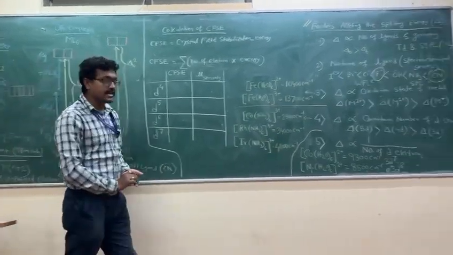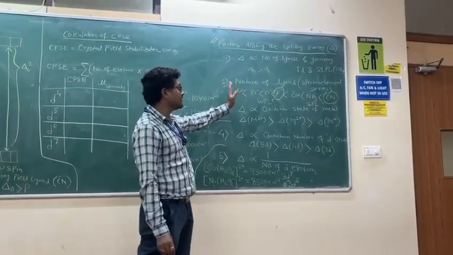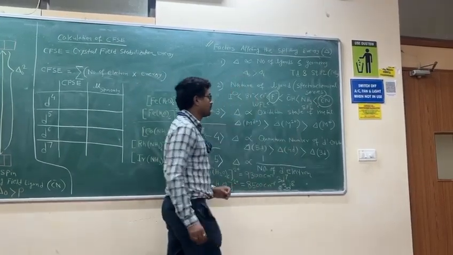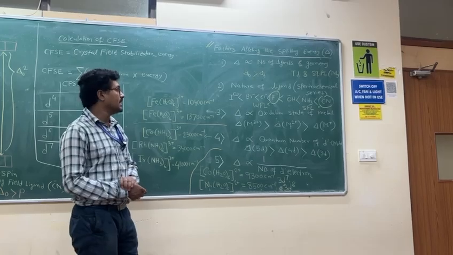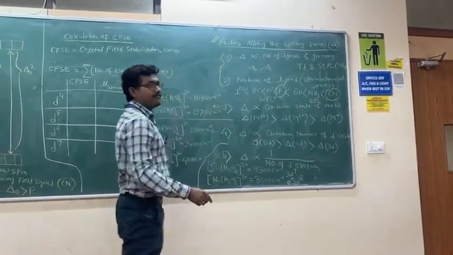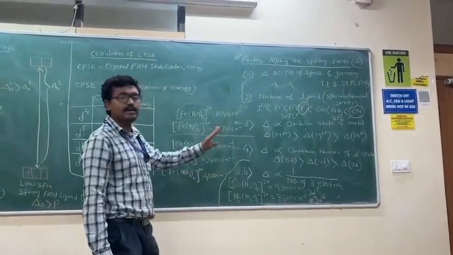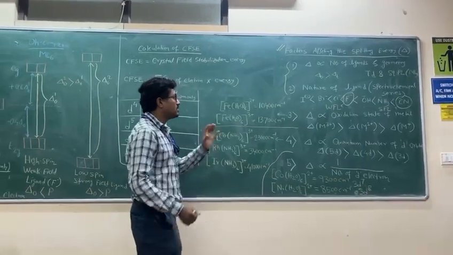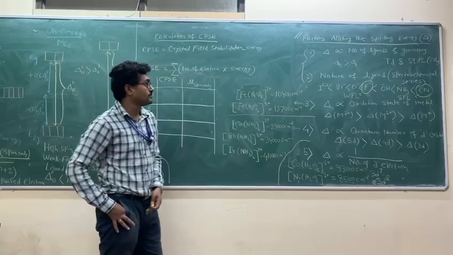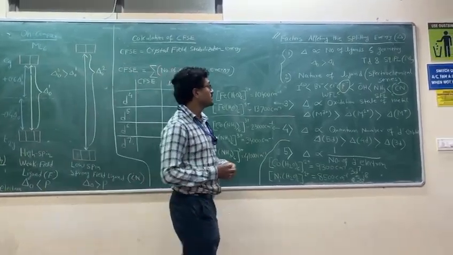So the second factor is the nature of ligand. In the spectrochemical series, all the ligands on the left hand side are weak field ligands, and ligands on the right hand side are strong field ligands. So, depending on the ligand, delta depends. Now these two are called the ligand factor and the geometry factor. Now I will discuss the metal factors. There are 3 metal factors that influence this crystal field splitting.